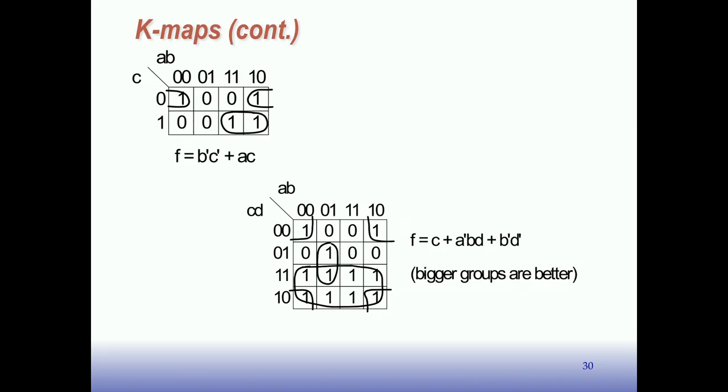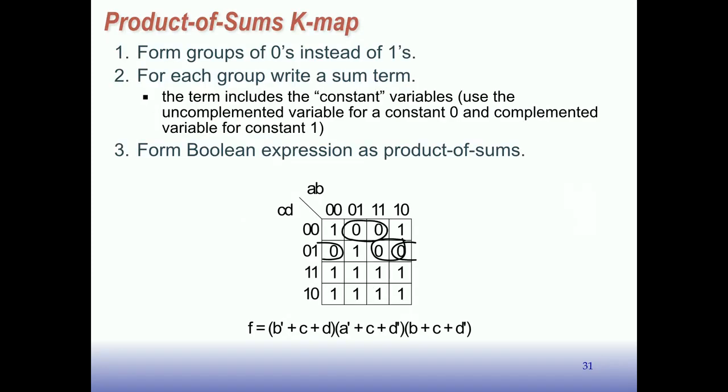Okay, remaining few minutes. So if you follow this technique, you end up with a sum of products. There's the dual version of this, which is the product of sums K-maps. In this one, you form groups of zeros instead of groups of ones. For each group, write a sum term. The term includes the constant variables. Here we use the uncomplemented variable for a constant 0 and a complemented variable for a constant 1. Okay, I'll show you what I mean by that.